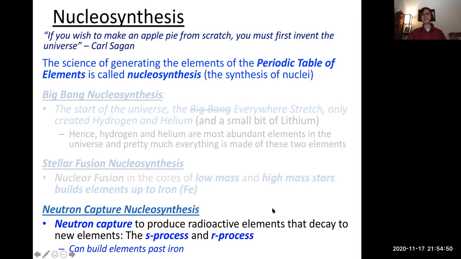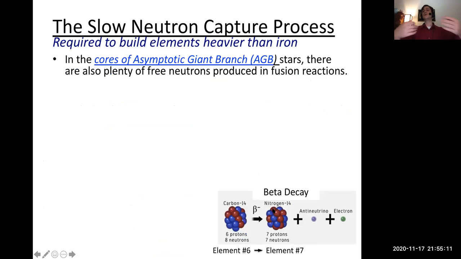All right, so let's take a look at the two processes of neutron capture, the so-called S process and R process. And you might be thinking, man, I have to memorize more letters. Well, these letters are very intuitive. The S is for slow because that happens very slowly, and the R is for rapid because that happens very rapidly. All right, so let's start with the slow neutron capture process, which is usually just called the S process.